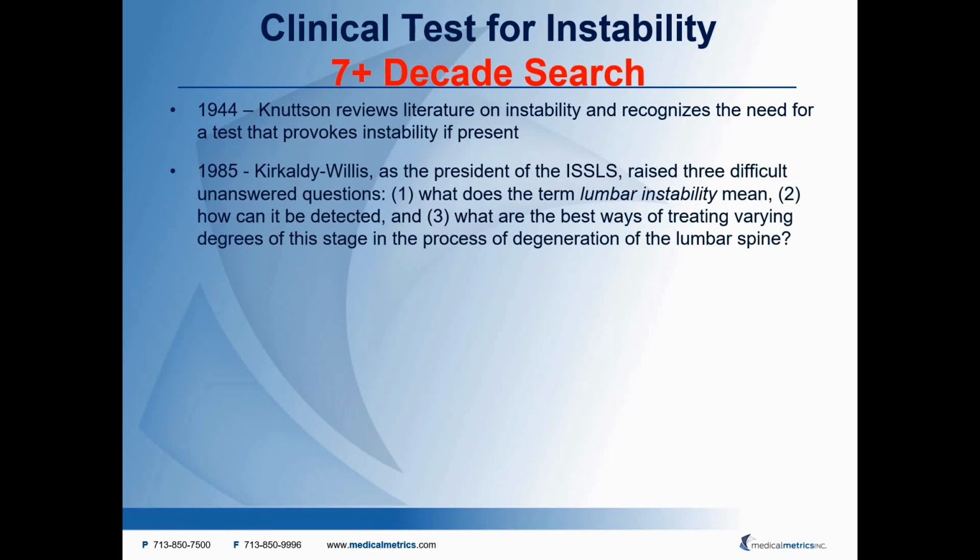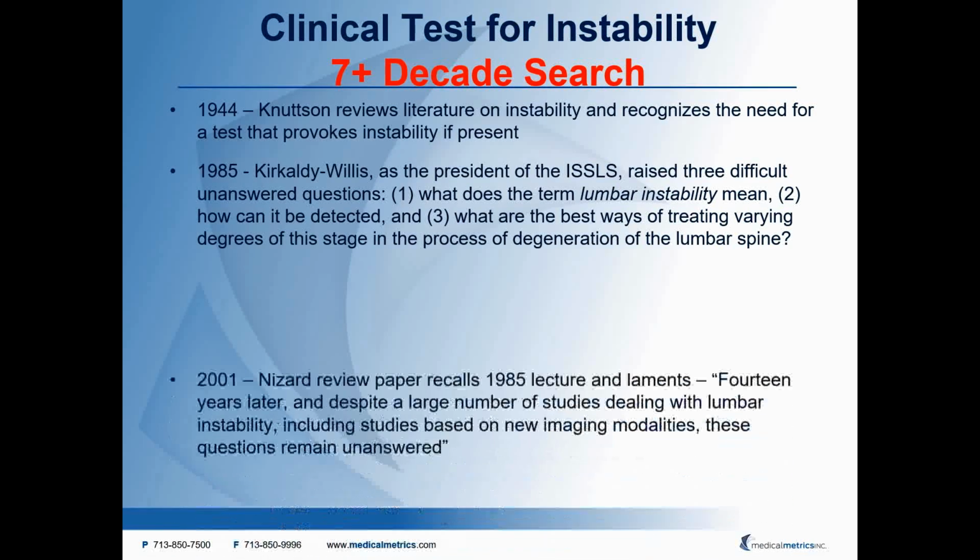In 1985, Kirkcaldy-Willis, who was then president of a spine society, described in a lecture 3 questions that needed to be answered. First, he recognized a need for a clear definition of instability. Second, he noted the need for an instability test. And third, he recognized that there would likely be optimal treatments that are dependent on the degree of instability.